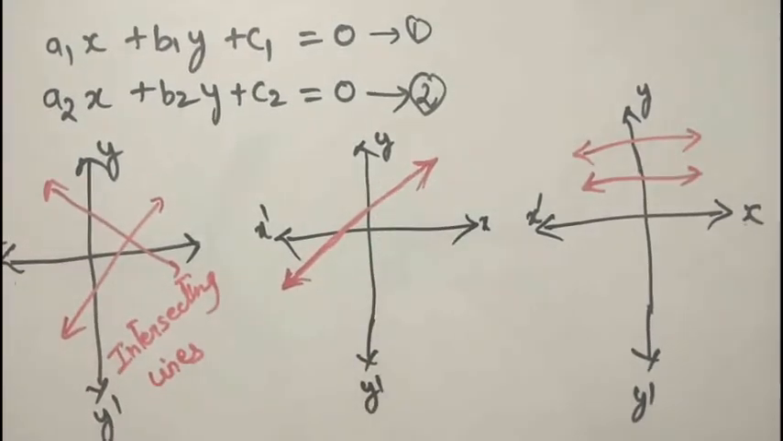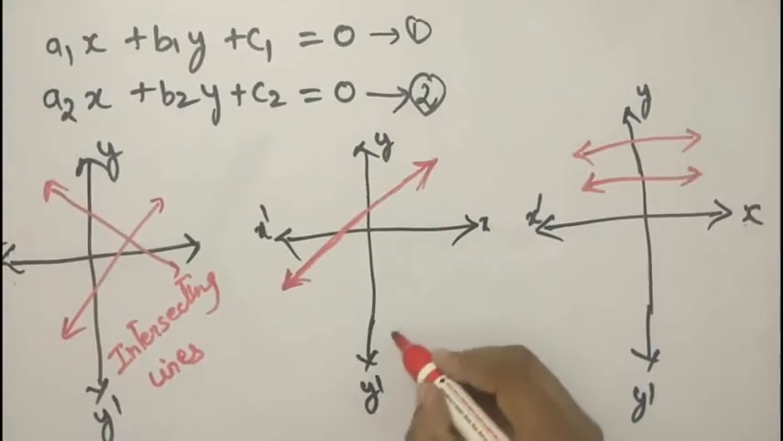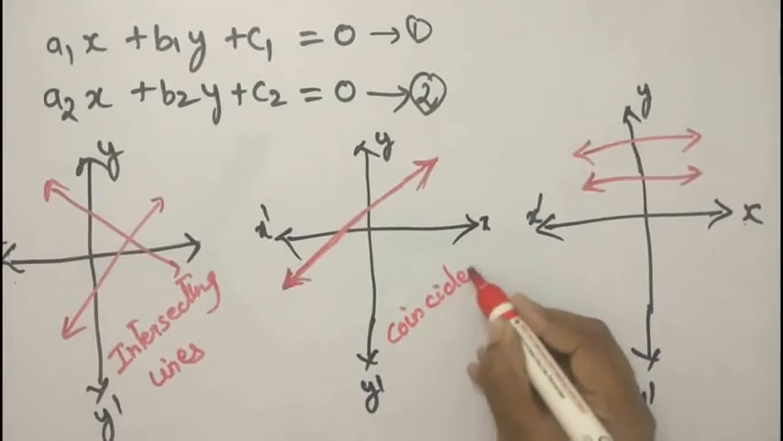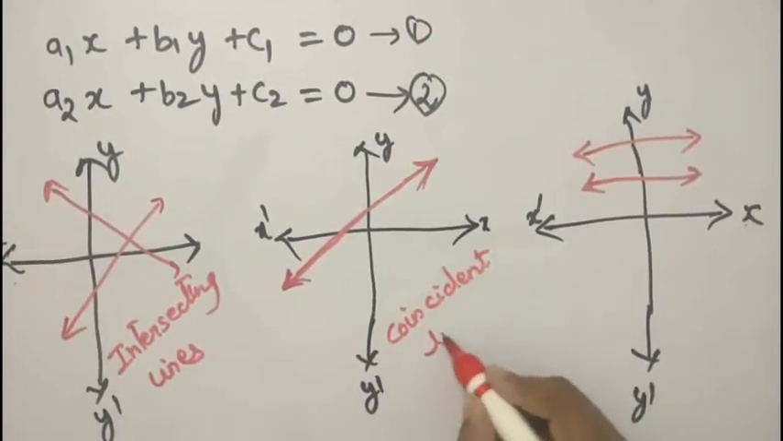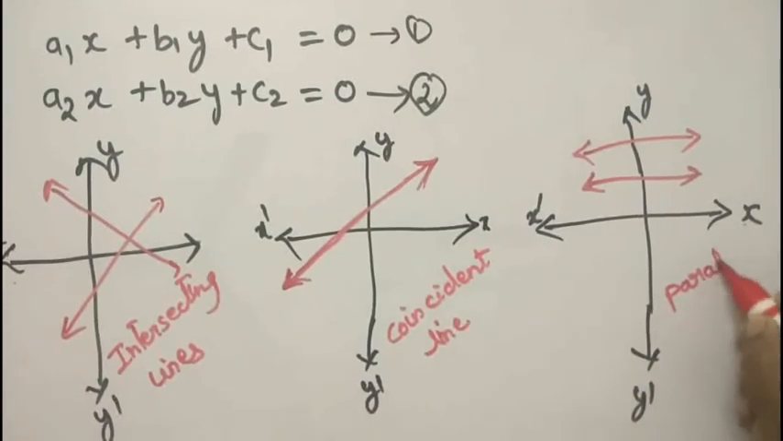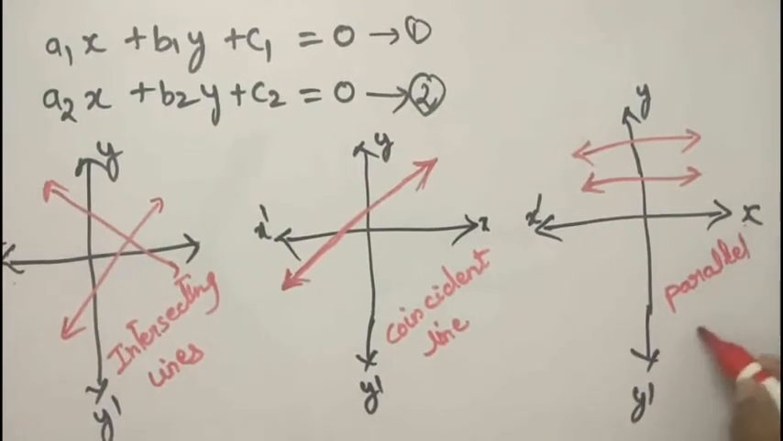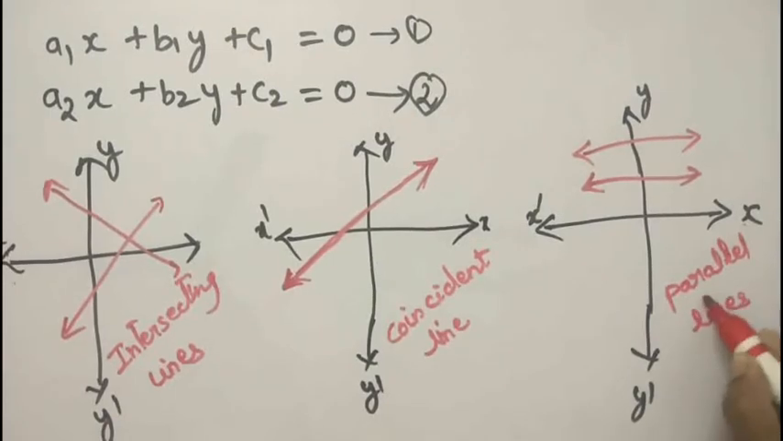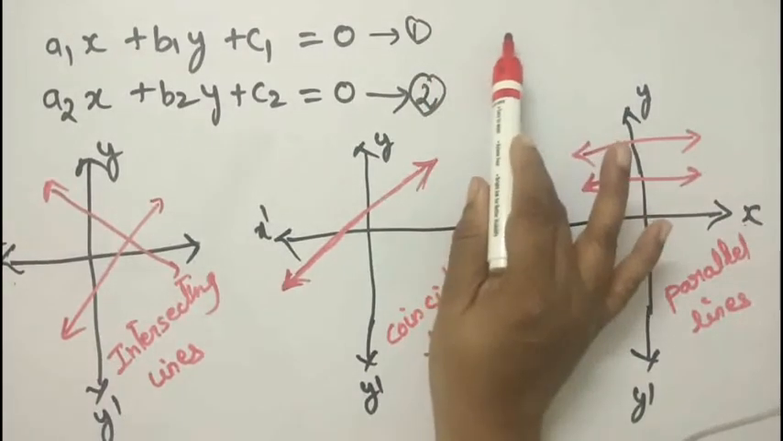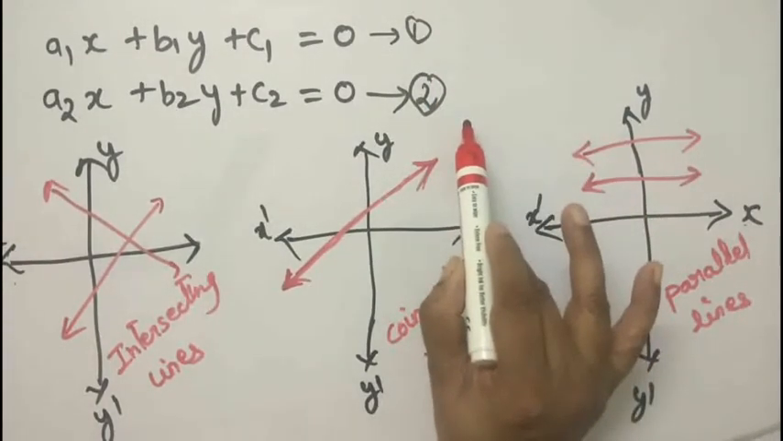They may coincide. Those are coincident lines, that is one line may pass through the other line. The other case is parallel lines, that is the two lines are parallel to each other. So these are the three cases you will observe when you plot the graph for a pair of linear equations in two variables. This is one linear equation in two variables, and this is another linear equation in two variables.